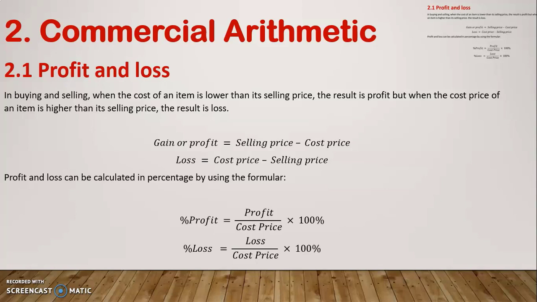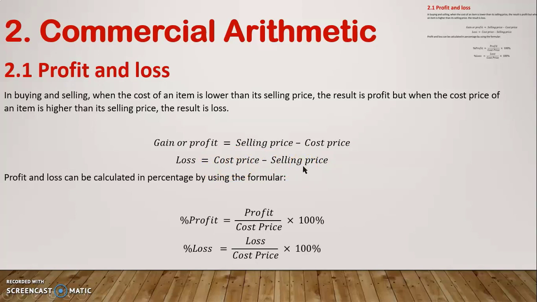Now, we understand that when buying and selling, when the cost price of an item is lower than its selling price, the result is profit. But when the cost price of an item is higher than its selling price, the result is always a loss. In other words, profit is selling price minus cost price. But a loss is when the cost price is greater than the selling price, so loss is cost price minus selling price.